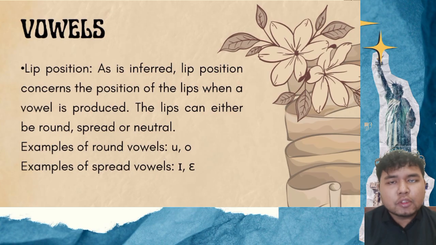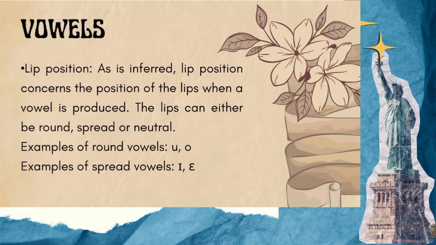Third, lip position. Lip position concerns the position of the lips when a vowel is produced. The lips can either be round, spread, or neutral. Some examples of round vowels: u, o. Some examples of spread vowels: i, e.